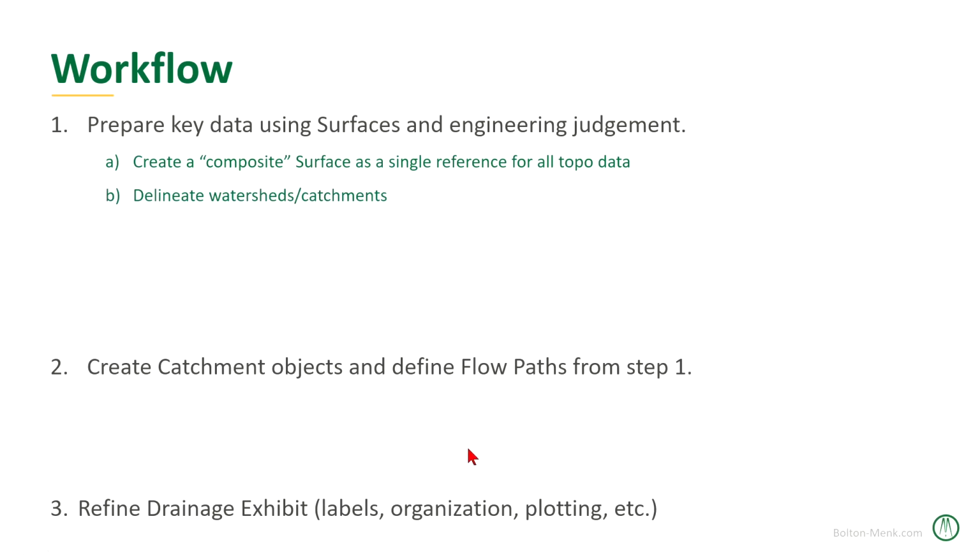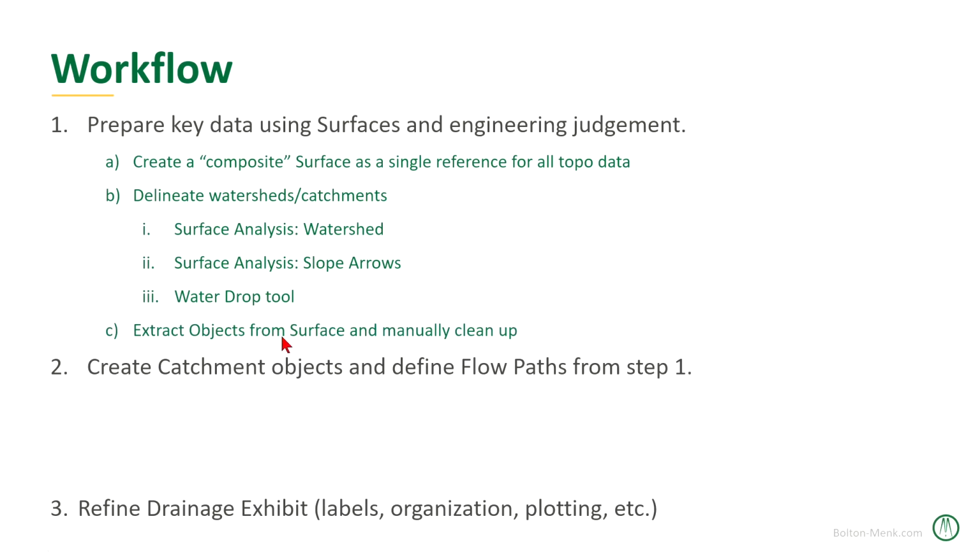Then we're going to go through the process of delineating our watersheds and our catchments, mostly through the surface analysis tools of watershed and slope arrows, as well as the water drop tool, which is on an analyze ribbon, but doesn't fit the analysis definition as far as our surface properties are concerned. And then once we have all of those displaying for us and we're happy with them, we can extract them from our surface and do that manual cleanup that I was talking about.